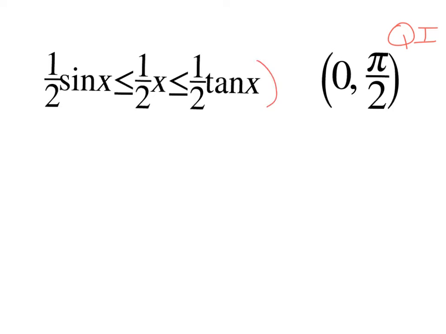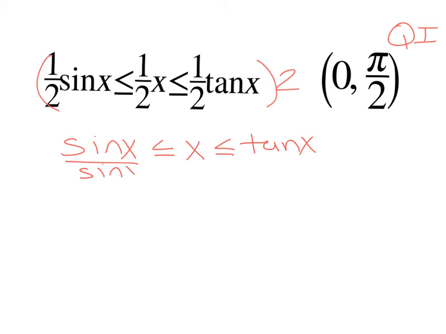First thing we're going to do is get rid of all the 2's, right? Multiply by 2. So I have sine x is less than or equal to x, which is less than or equal to tan x. Right. Now what I'm going to do is going to seem random. I'm going to divide everything by sine. Because we're in quadrant 1 and we can't equal 0, we're allowed to do that. We're not going to have anything weird happen.